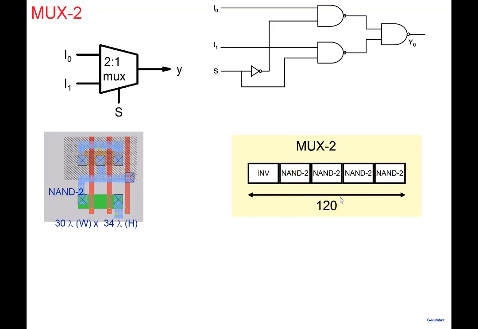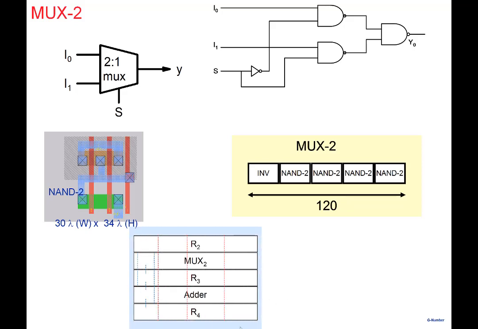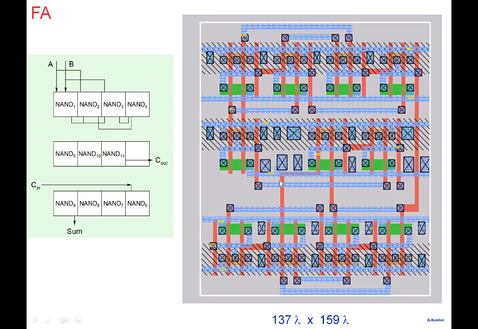So it appears to us that 120 maybe is the normal pitch. If I implement my mux in this particular manner with 120 lambda here, then all of them seem to be about the same dimensions, right? So one should be able to implement it in this form. Now, having implemented each one of these mux cells, you can go ahead and make the full adder. So now you start implementing the full adder.